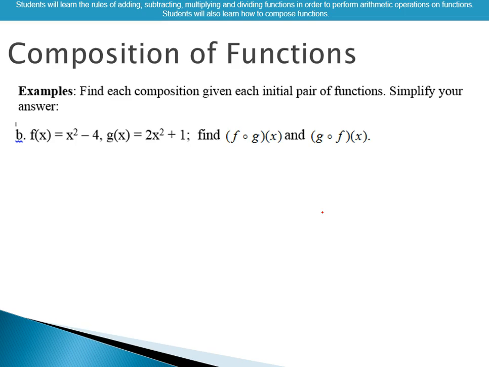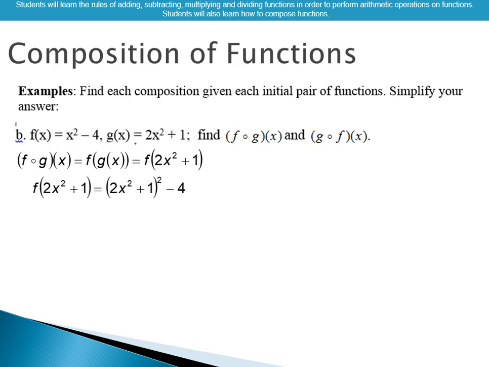Okay, now we're going to do the same thing. We're going to simplify our answer. We're going to do f of g of x and then g of f of x. So again, we're going to start with placing the g function into f. So we're going to have x squared. We're going to replace x squared with 2x squared plus 1. So 2x squared plus 1, quantity squared, minus 4.